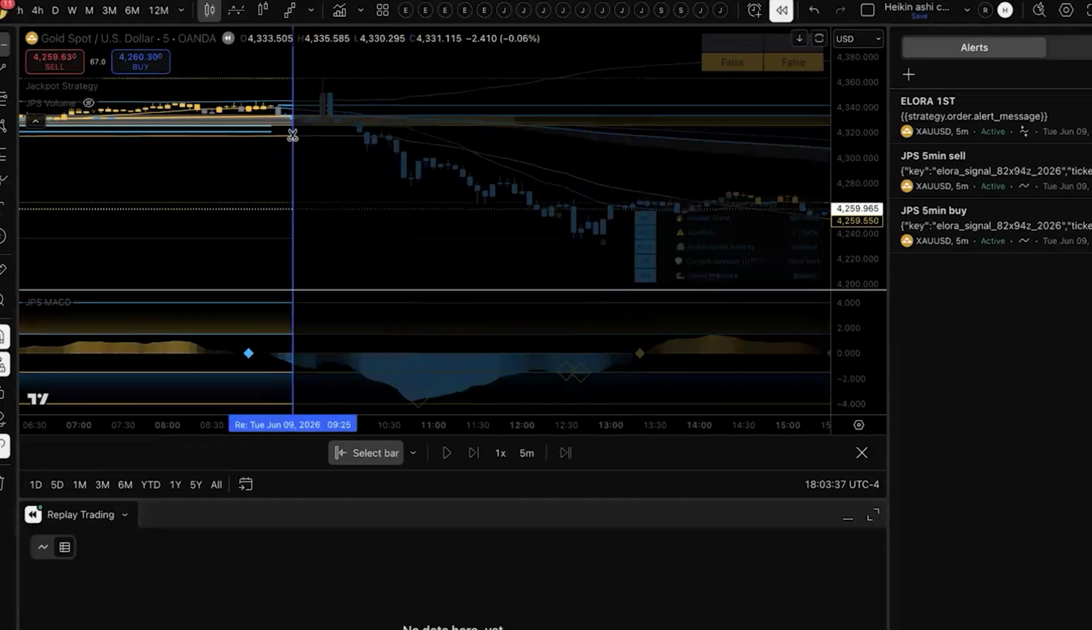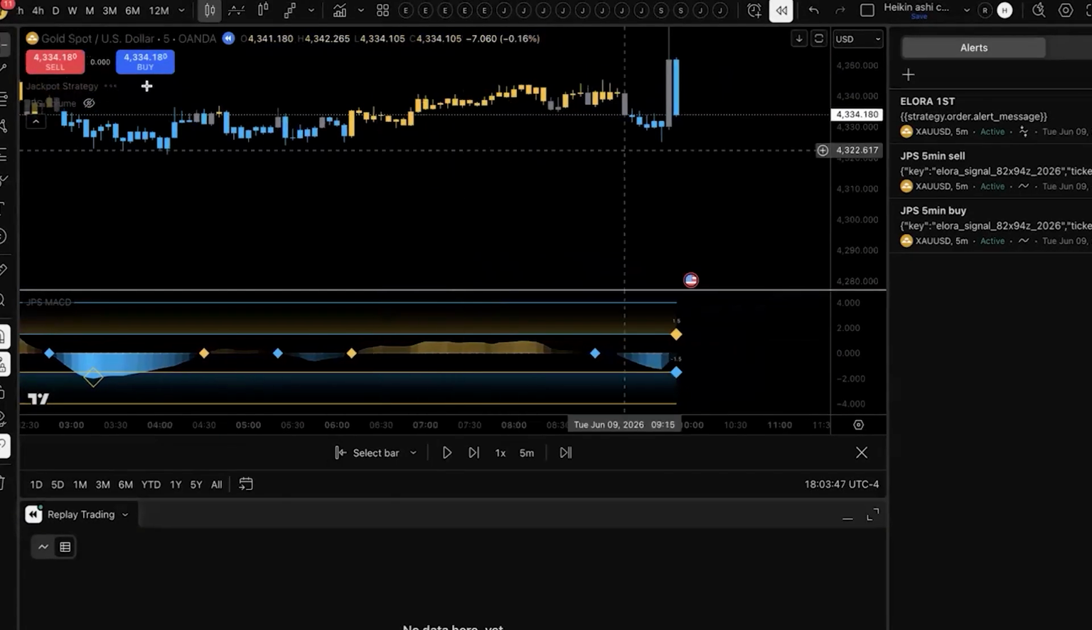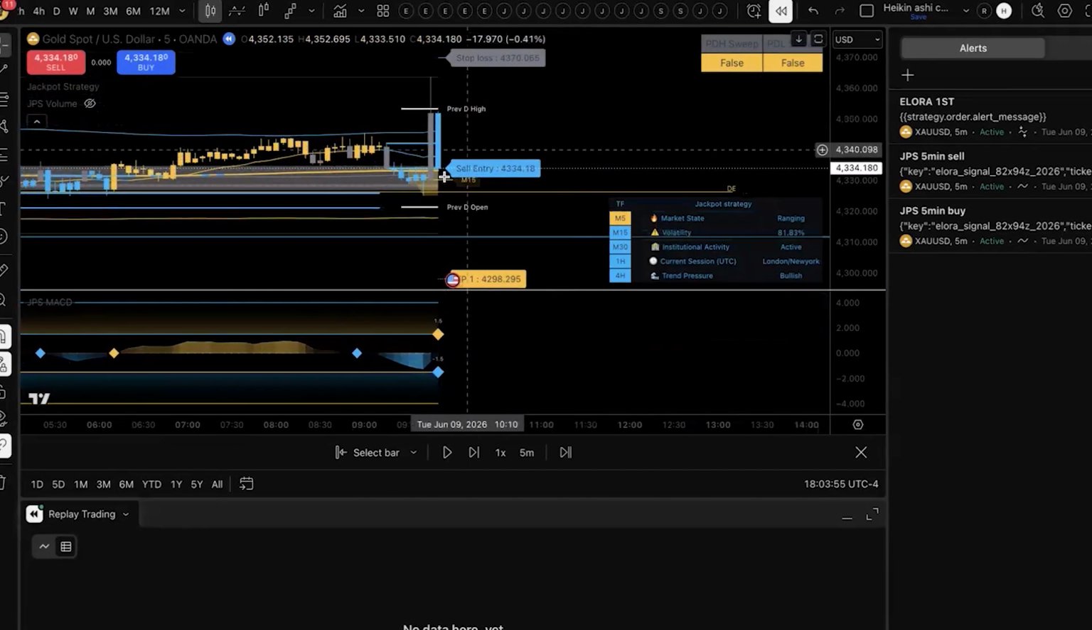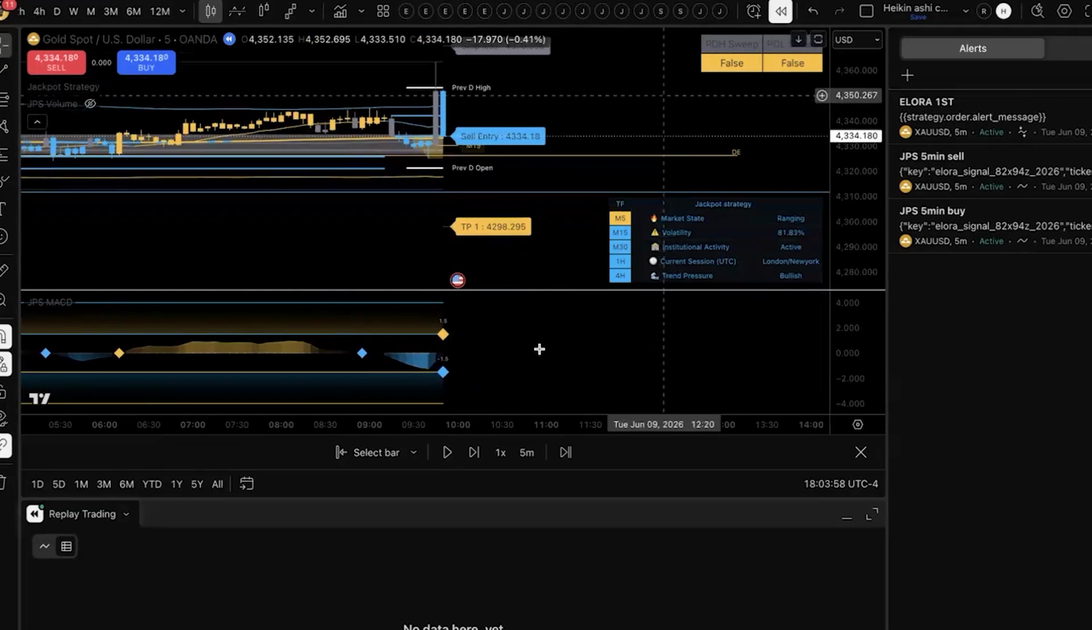So let's play the market back real quick. Press pause, wait till the indicator loads. Okay, right here. As you can see, we have the sell signal here after the break and retest, early sell signal from the jackpot strategy. Me and my members, we ate on this move.